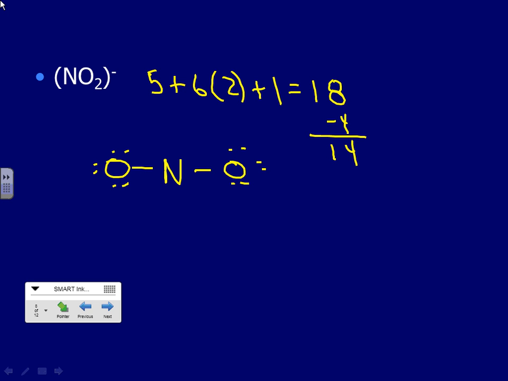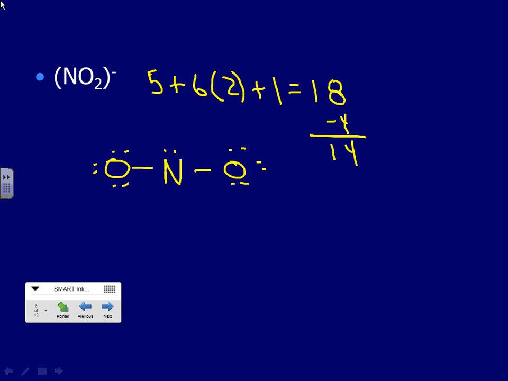I can't put them on the oxygens. Where are they going to go? Yep, on the nitrogen, 13, 14. You'll notice nitrogen isn't happy yet, but that's okay. But you can't add any extra because I'm out of electrons. So what am I going to do to take care of nitrogen? What are we going to do here?